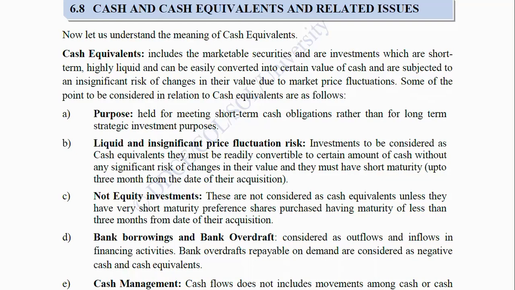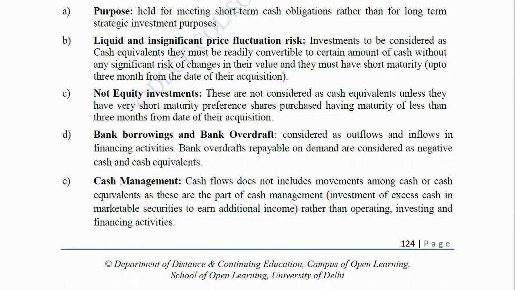Purpose. Held for meeting short-term cash obligations rather than for long-term strategic investment purposes. Liquid and insignificant price fluctuation risk. Investment to be considered as cash equivalents: they must be readily convertible into certain amount of cash without any significant risk of changes in their value and they must have short maturity up to 3 months from the date of their acquisition. Non-equity investments. These are not considered as cash equivalents unless they have very short maturity, such as preference shares purchased having maturity of less than 3 months from the date of their acquisition.